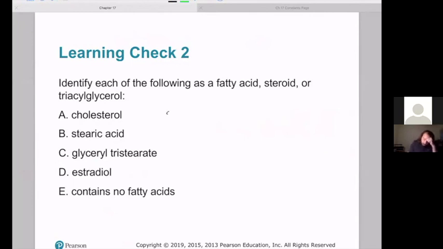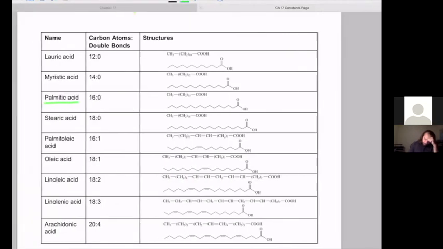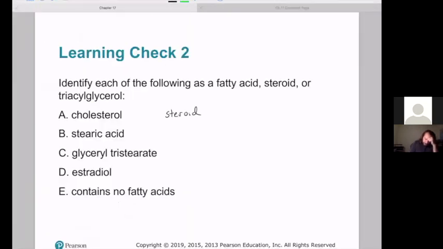Cholesterol would be a steroid. Stearic acid, that would be from our fatty acids constant page. So that's just a fatty acid. Glyceryl tristearate is now going to be a triacylglycerol composed of 3 molecules of stearic acid. Estradiol is the name of estrogen, so that is also a steroid.